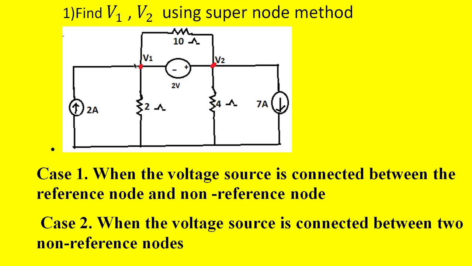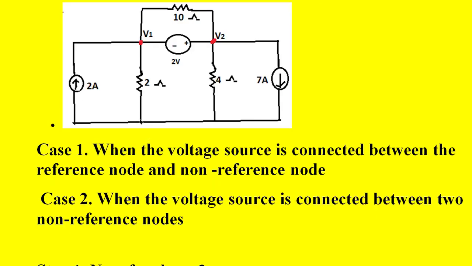These nodes, V1 and V2, are called the non-reference nodes. Whereas here we have the return path. This is one node, this is another node, and so on. These are the minor nodes. We can connect all of these together like this, and all these elements put together is called the reference node.